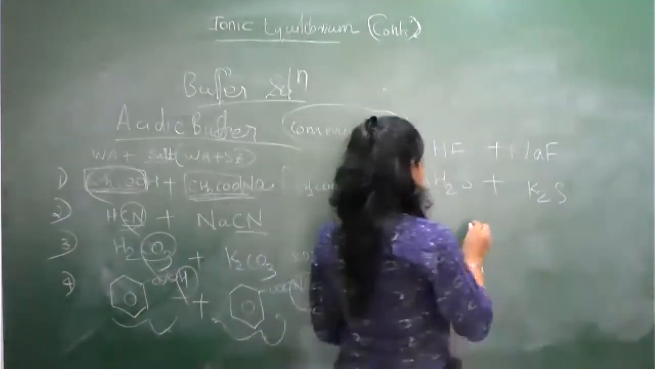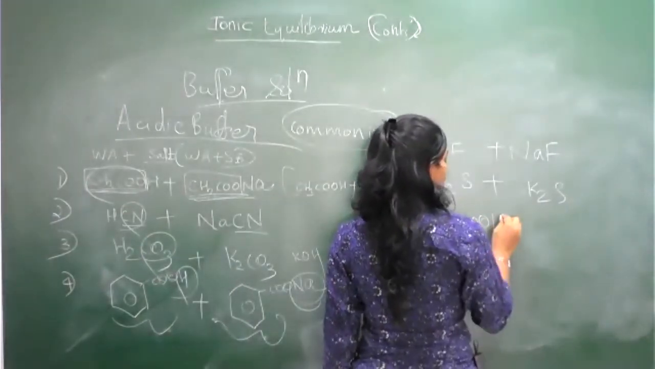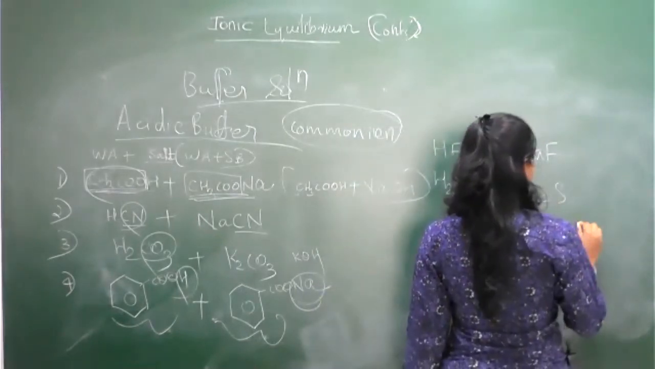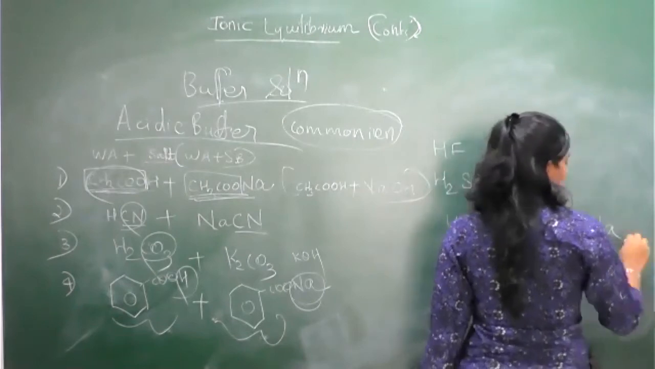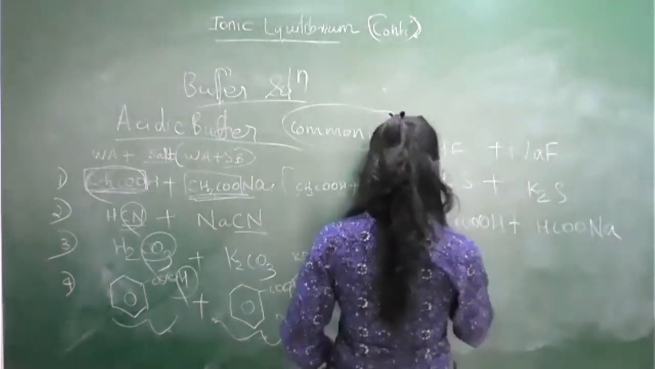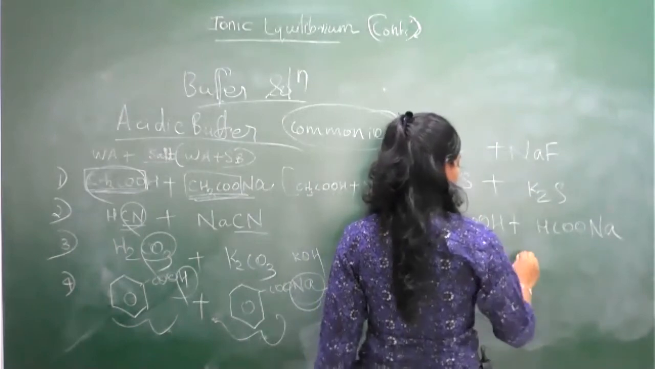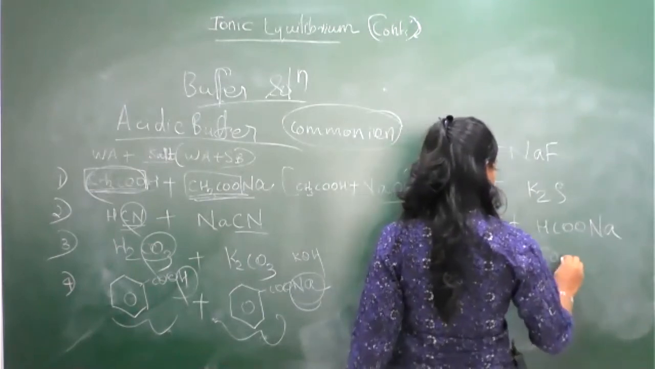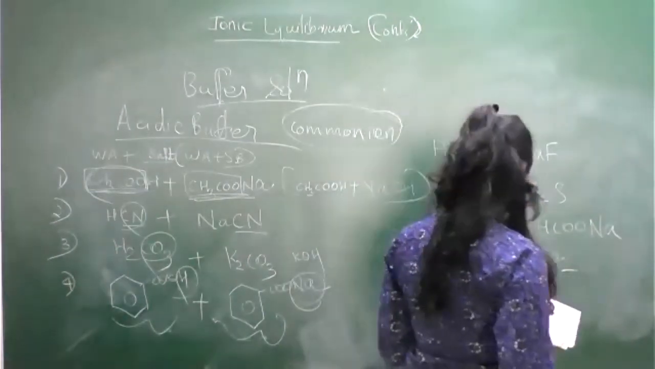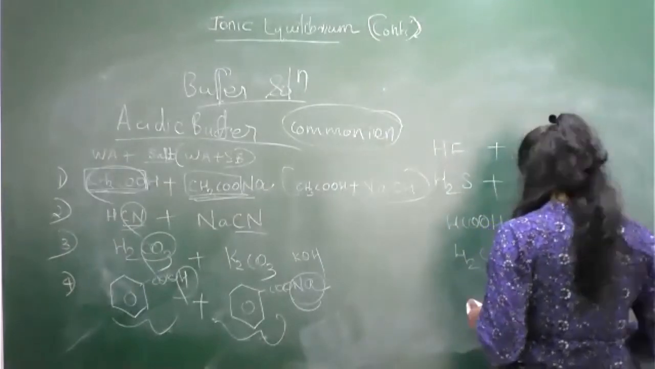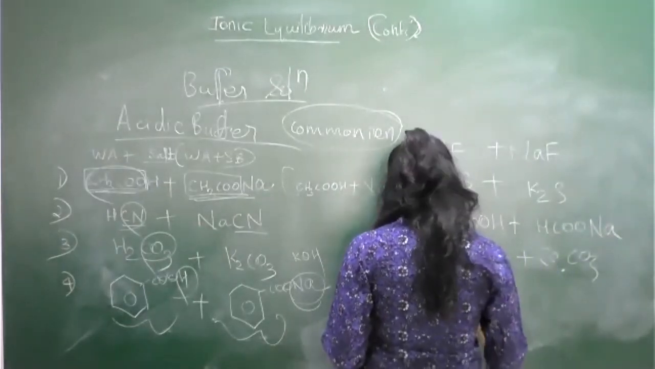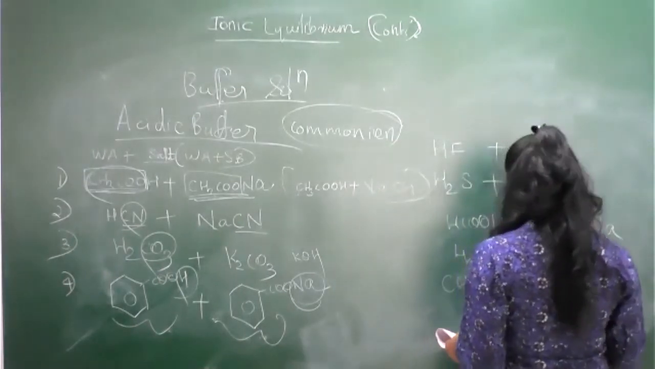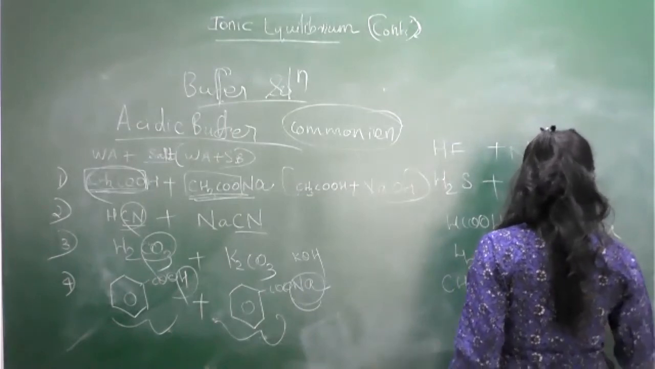Another one: HCOOH, formic acid. HCOONa, of course, Na or K, anything. Then H2CO3. That is already done. K2CO3 as well as calcium also possible. Sorry, calcium carbonate. Next one, acetic acid again, CH3COOH. The calcium form, Ca(CH3COO)2.